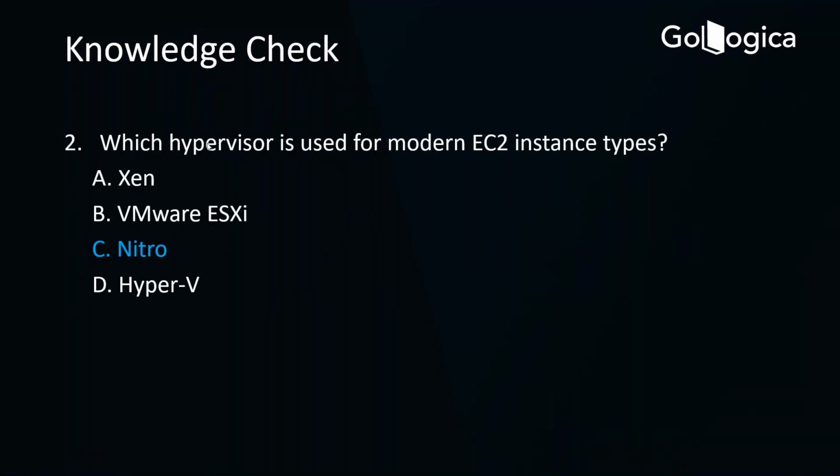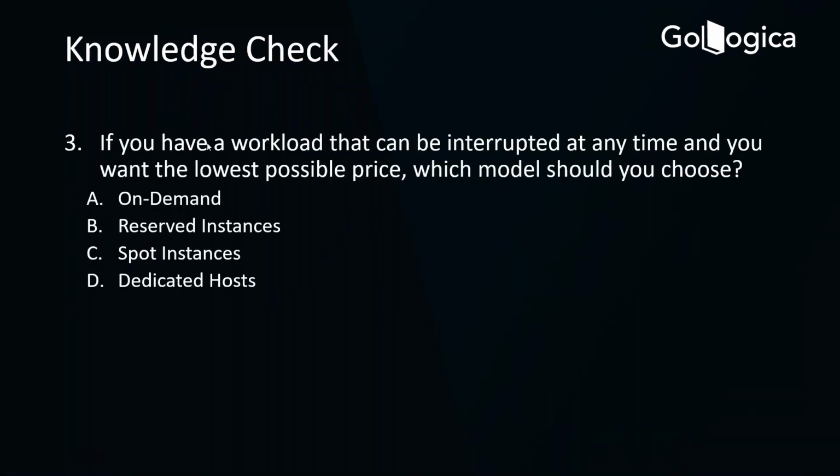Okay. Number three: if you have a workload that can be interrupted at any time, and you want the lowest possible price, which model should you choose? Spot instance. That's like 90% saving. Great, very good.